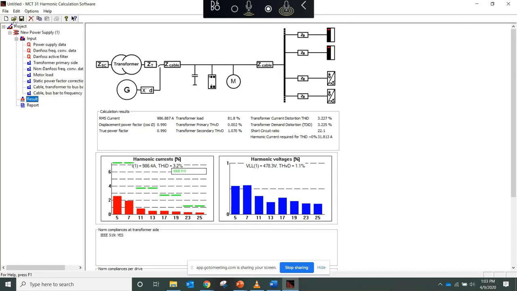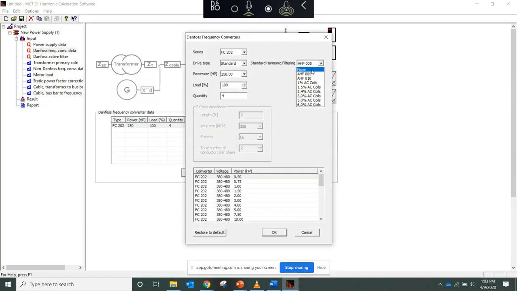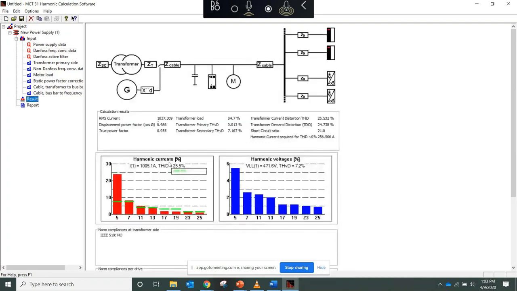And here's, if you really want to look at some fun things, if we go back to the drives and we say there's no harmonic filters on the drives. So there's 4 drives here, 25% current distortion, 85% loaded, because we're on a 1000 kVA transformer now, with 7% voltage distortion. So I'm not really harmonically compliant. Would I be worried at 7.2%, 85% loading?